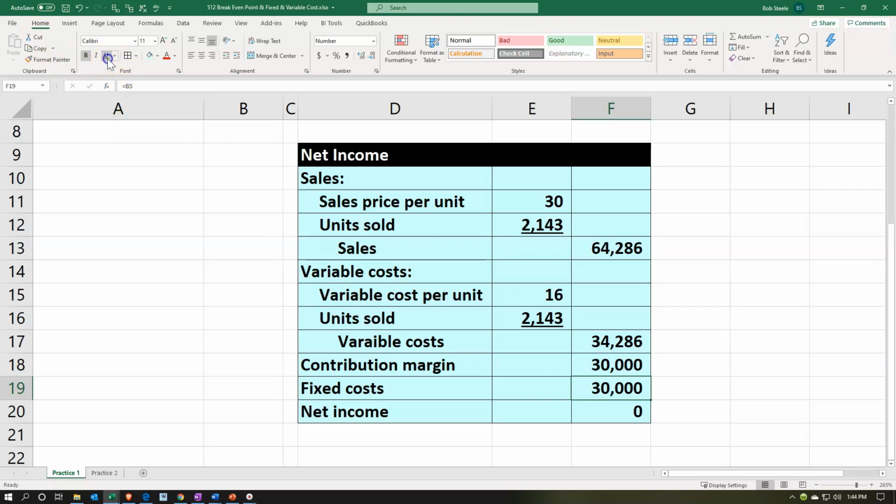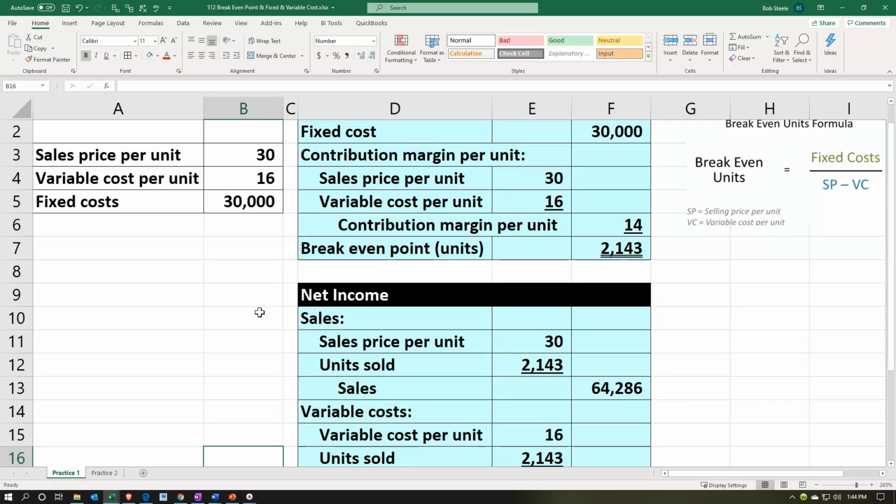Home tab font, underline here. Let's put an underline here. Home tab font, underline there. Let's put a double underline here. Home tab font drop down, double underline. Okay, so there we have it.